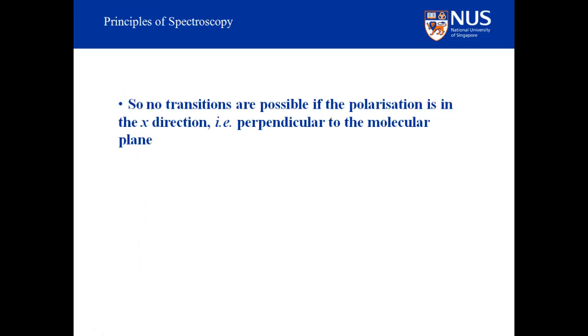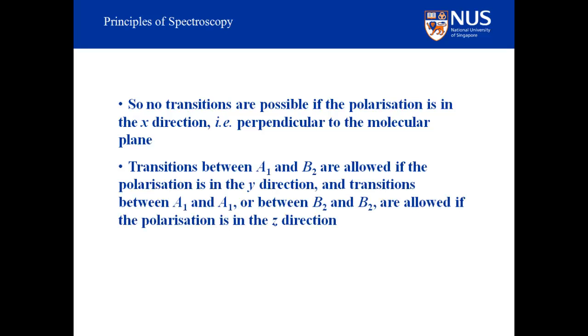So no transitions are possible if the polarization is in the x direction, that is, perpendicular to the molecular plane. Transitions between A1 and B2 are allowed if the polarization is in the y direction, and transitions between A1 and A1 or between B2 and B2 are allowed if the polarization is in the z direction.